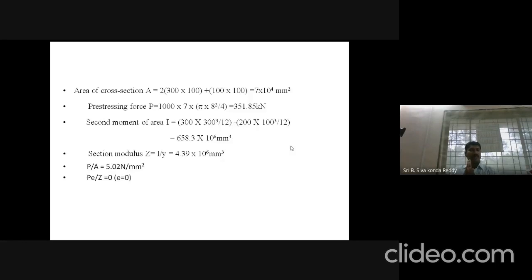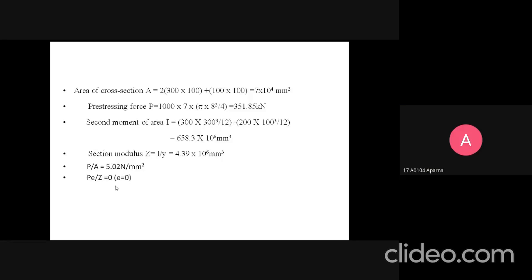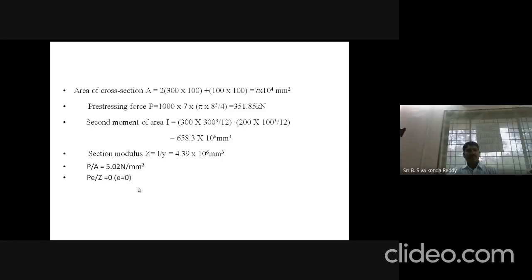P by A. Load is 351.85 here, and the area is this. So P by A comes to 5.02. Now don't try to blindly copy these values. I want you to check these values with your calculators. I don't know how many of you are doing it. If this was a regular class, I would have been making rounds.